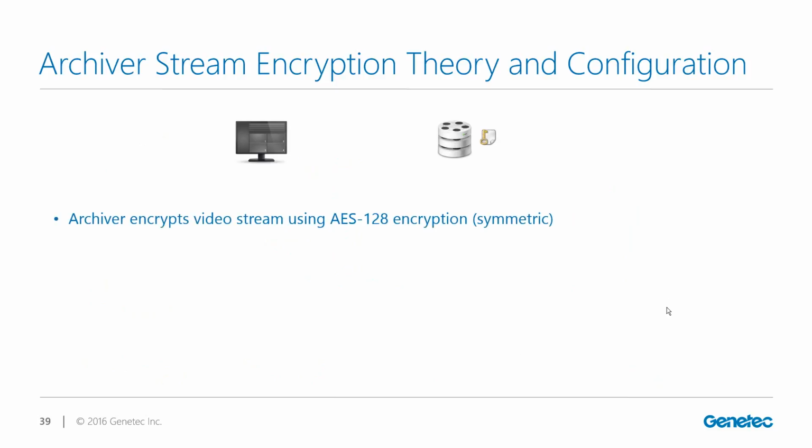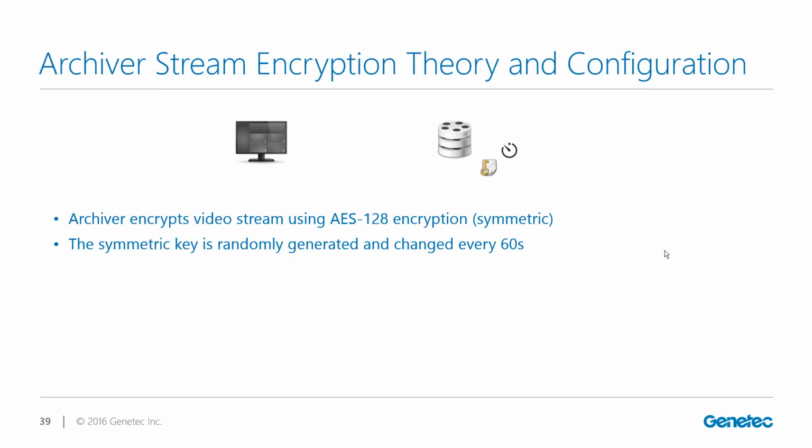So taking a look at this in a little more detail, the first thing that happens when the video comes in, I'm saying video, but of course this is archiver stream encryption. So we can do video, we can do audio, we can do metadata. Any one of the streams that comes in, if we have this turned on, will get encrypted. So in our example, we're using a single video stream. It encrypts the video stream using AES 128 encryption, so it's 128-bit encryption, and it's doing that using symmetric encryption, using a symmetric key. Now this symmetric key is randomly generated, and that changes every 60 seconds. That's not stored at all, that's just being used by the archiver.